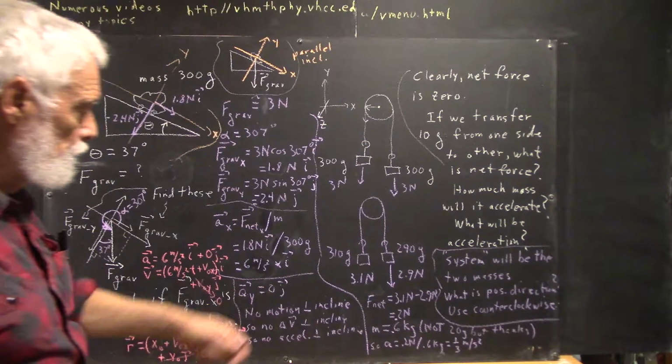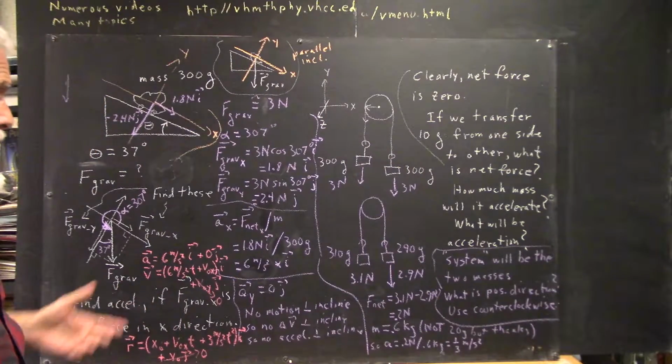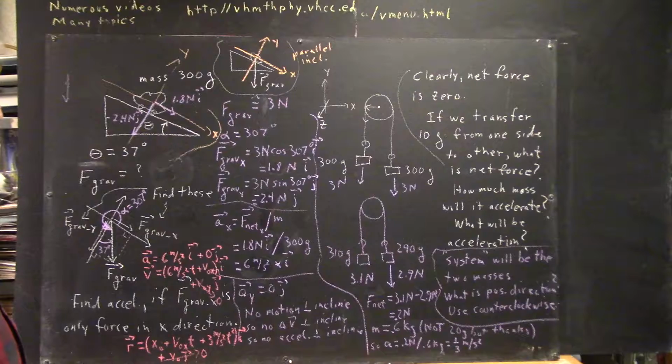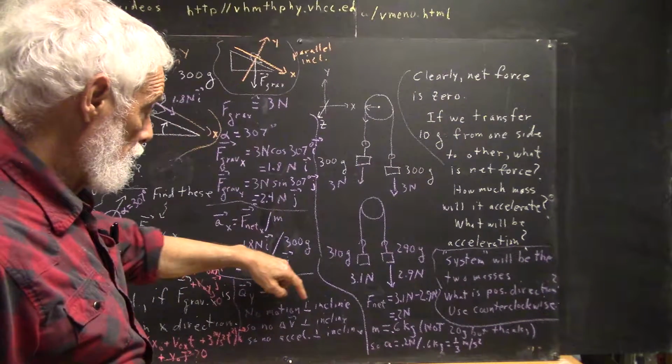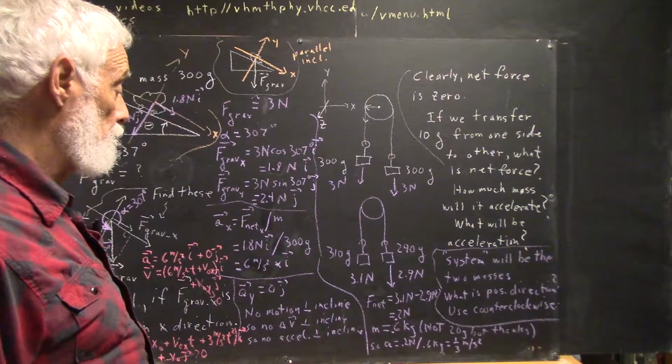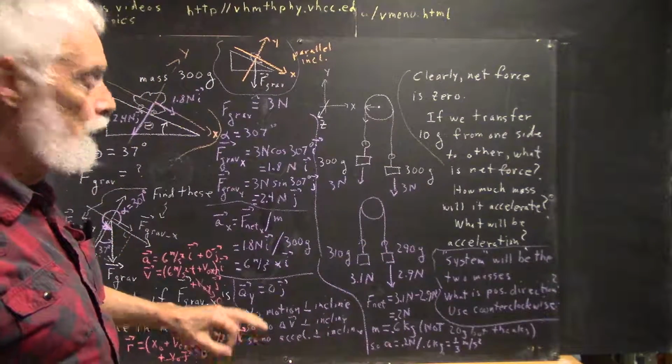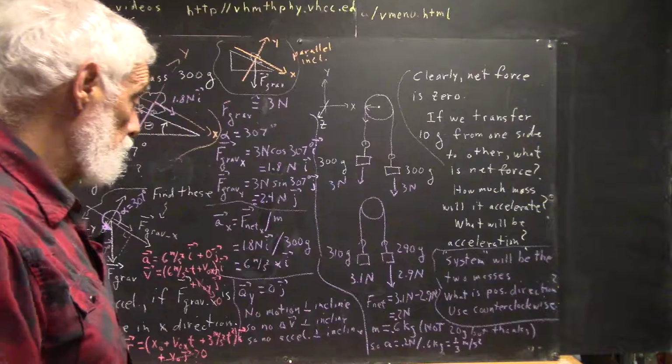Now the y acceleration is what? Well, it's 0 because we're on the incline and y is perpendicular to the incline. There's no motion perpendicular to the incline, so there's no change in velocity perpendicular to the incline, so there's no acceleration perpendicular to the incline.